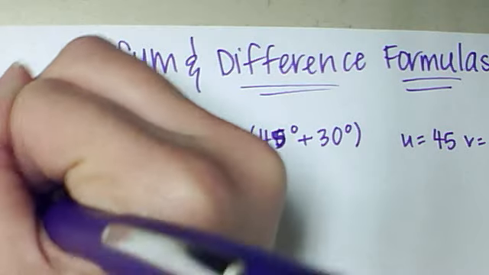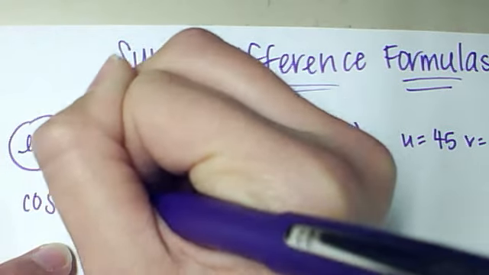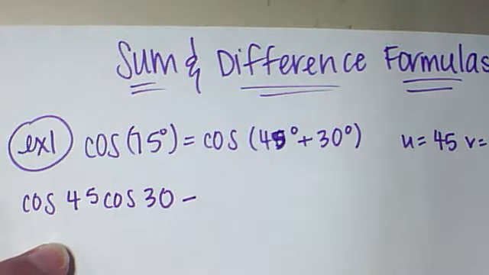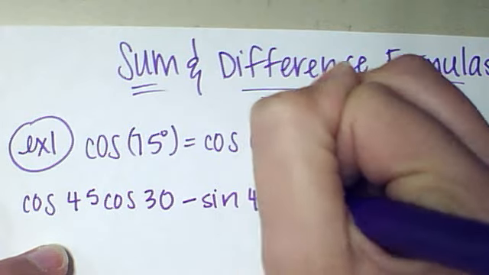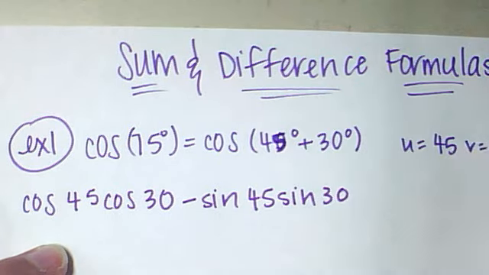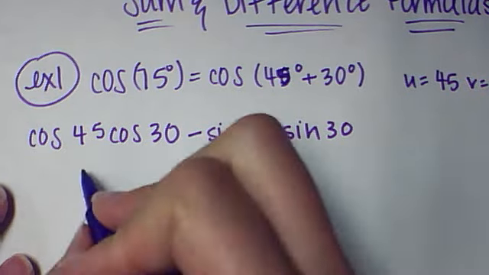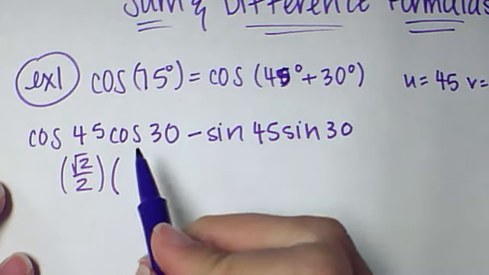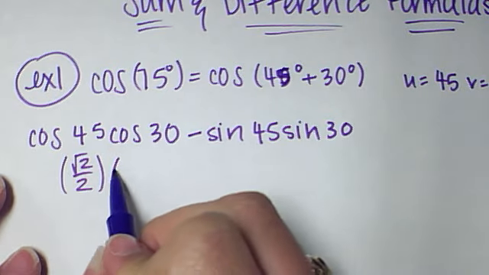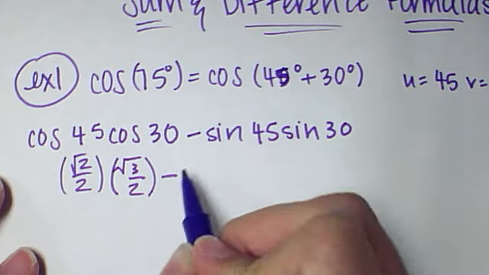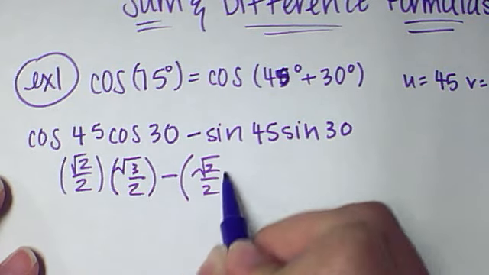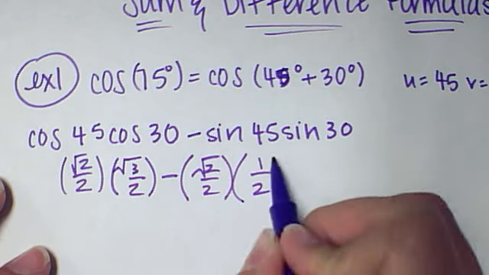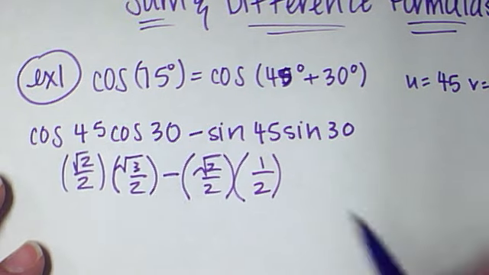Okay, so I'm going to do the cosine of 45 times the cosine of 30, and then for cosine the sign in the middle flips, so this is positive, now I'm using negative, times the sine of 45 times the sine of 30. Now if I use my unit circle I can begin to solve that. The cosine of 45 is root 2 over 2, that's again from my unit circle, cosine's the x value. The x value at 30 degrees is square root of 3 over 2 minus sine of 45, root 2 over 2. And the sine of 30 is 1/2. Remember, sine is your y values. And then we're going to multiply straight across.